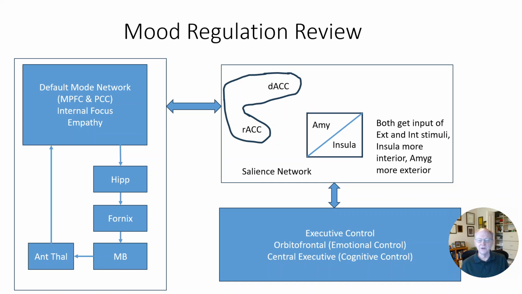Now let's do a quick overview of where we've been so far. If we look at the middle box, we have the salience network, which is really going to involve the dorsal ACC, and an area that we're now going to bring on, the rostral ACC. We've got the amygdala and insula, both getting external and internal stimuli, but the insula being more interiorly organized. We've got executive control related to both the orbitofrontal, the rewards and punishments, the emotional control, and the central executive, which is the cognitive control.